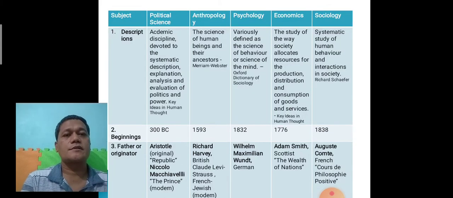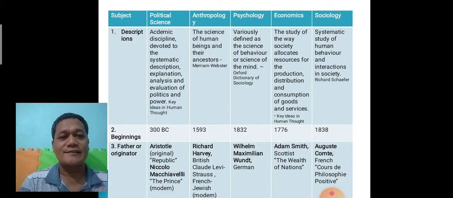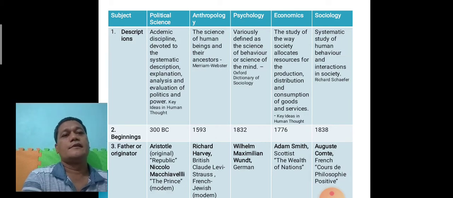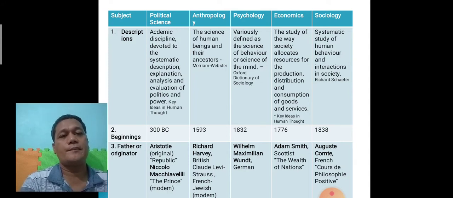Let's continue. So, ito yung isa sa mga medyo pinaghirapan kong ni-research at tinignan para magkaroon tayo ng overview. So, political science, anthropology, psychology. So, ito yung standard economics and sociology. So, you have the basic description or the definition. Okay? So, daanan na lang natin yan. Pwede nyo naman yan balikan and self-explanatory. Okay? So, punta na tayo ron sa same with beginnings. Punta tayo dun sa father or originator.